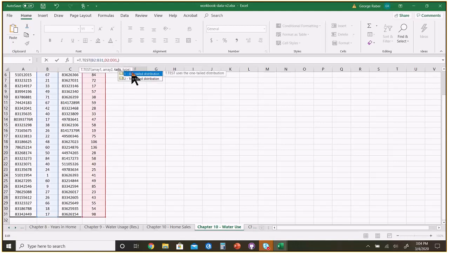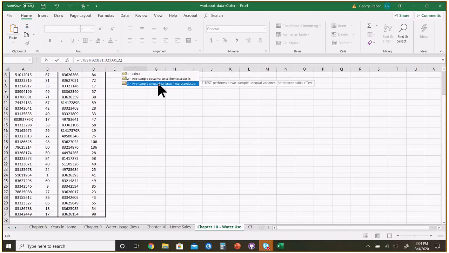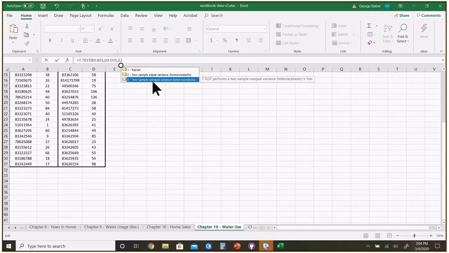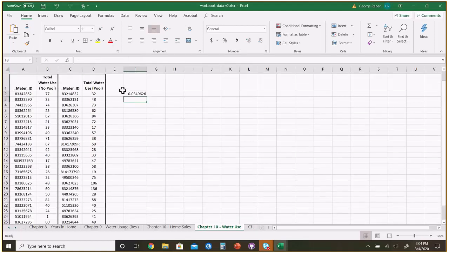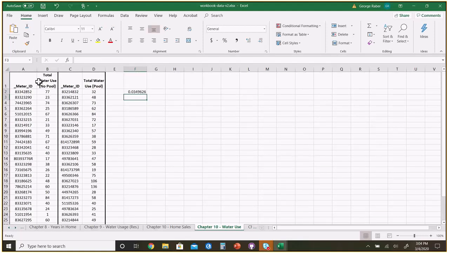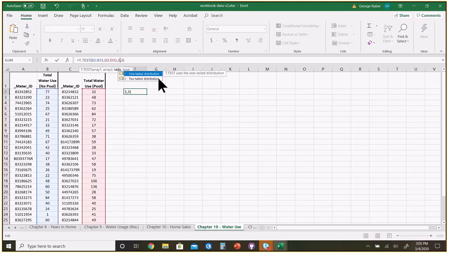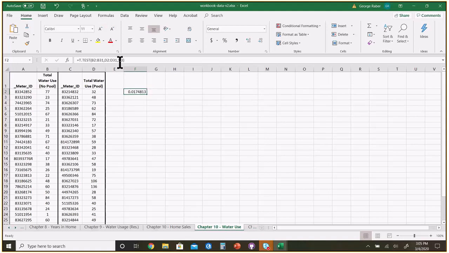Oops. And then this one, I forgot whether in the book this is one or two-tailed. So let's go with two-tailed. And then the type is going to be, let's say that they're unequal variance this time too, because what we're doing here is saying that the people that have pools use more water than the people who don't have pools. I guess that would probably be actually a one-tailed test.